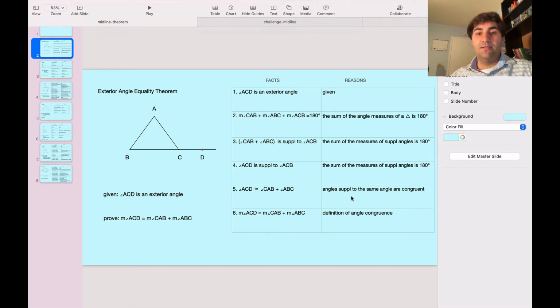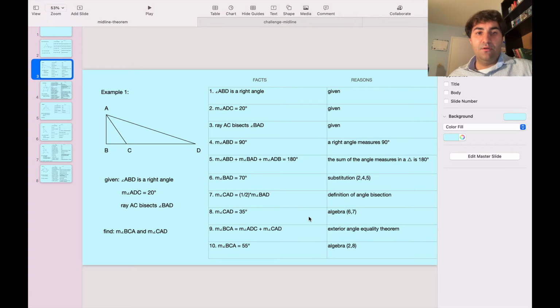We know that angles that are supplementary to the same angle are congruent. So this thing here and angle ACD are both supplementary to the same angle ACB. In other words, they're congruent to each other. So angle ACD is congruent to angle CAB plus angle ABC. The measure of angle ACD is equal to the measure of angle CAB plus the measure of angle ABC by the definition of angle congruence.